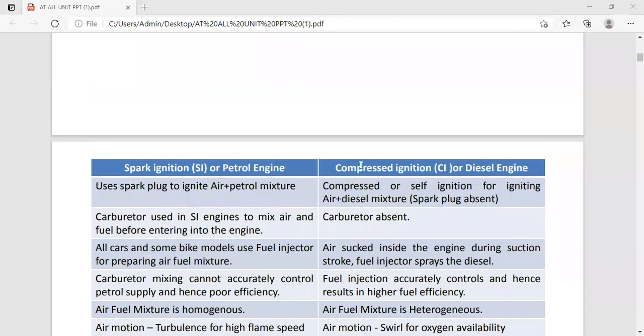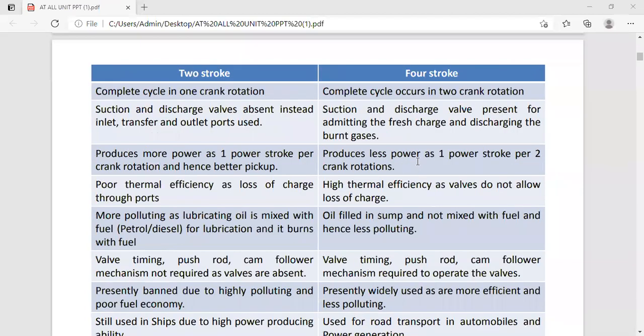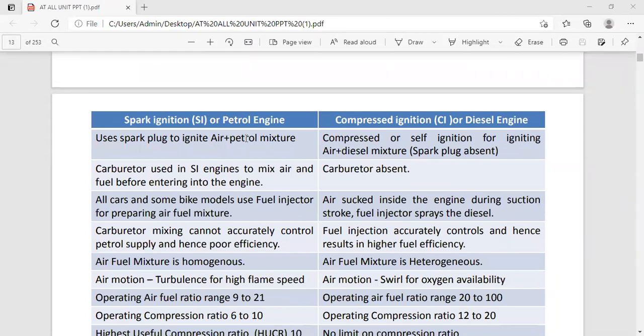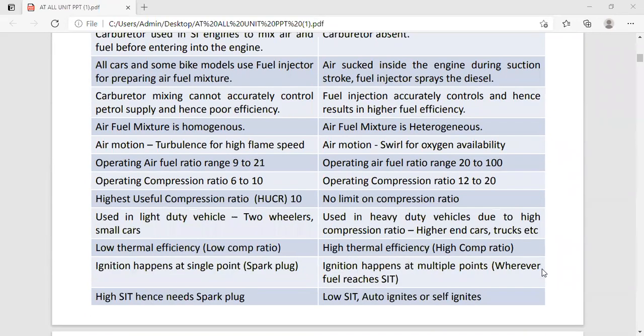So keep in mind, this differentiation is very much important: 2-stroke and 4-stroke, and SI and CI engine, or we are saying petrol engine and diesel engine. Out of these two differentiations, one differentiation will definitely be asked in the theory examination, or in case of multiple choice questions, various points from this differentiation will be taken and asked in the online examination. Okay.